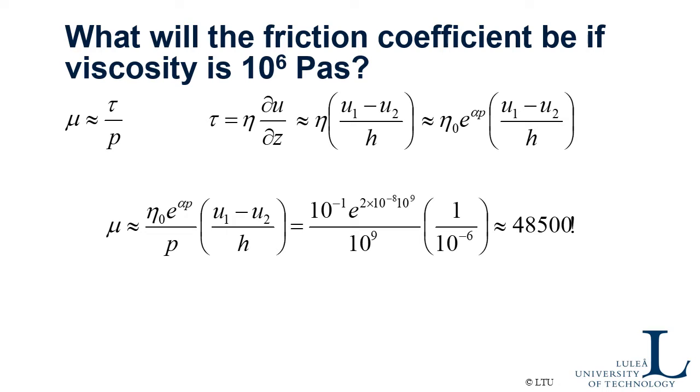Then let's put in some numbers here. Typical viscosity, say 0.1 Pascal seconds at atmospheric pressure. A typical alpha, 2 multiplied by 10 to the power minus 8. Typical pressure, 1 gigapascal. Typical film thickness, 1 micrometer. Then you end up with a friction coefficient of 48,500. That's not really a number you expect from a friction coefficient. Normally you expect a number much lower than 1, especially in a lubricated contact. So something is wrong here.